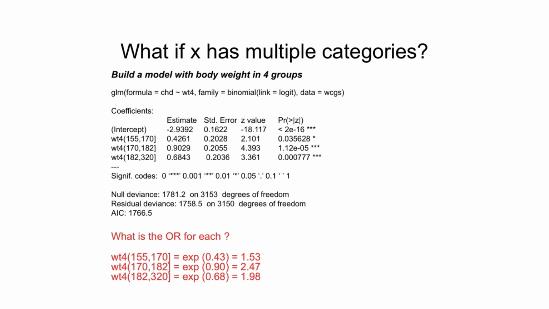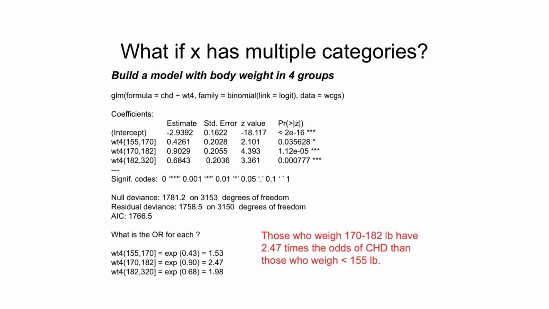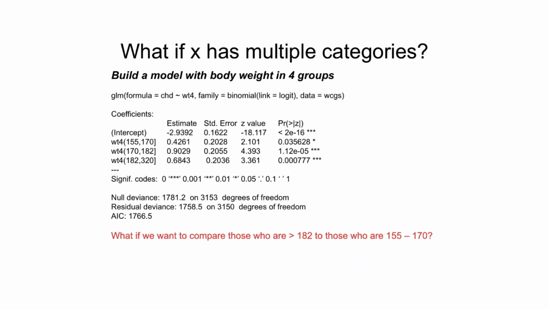To get the odds ratio for these, we simply exponentiate the coefficients. Remember, less than 155 pounds is our reference category. So we could then state, for example, that those in the 3rd weight category, so those between 170 to 182 pounds, have 2.47 times the odds of CHD than those who weigh less than 155 pounds.